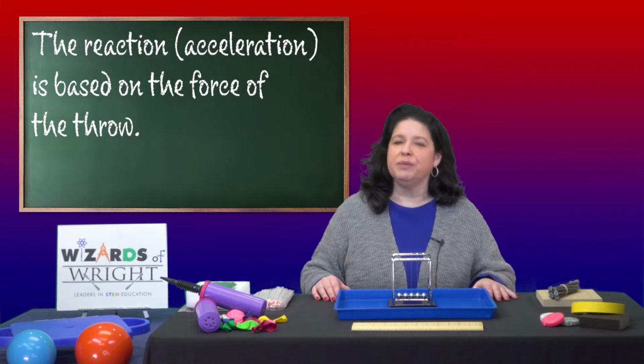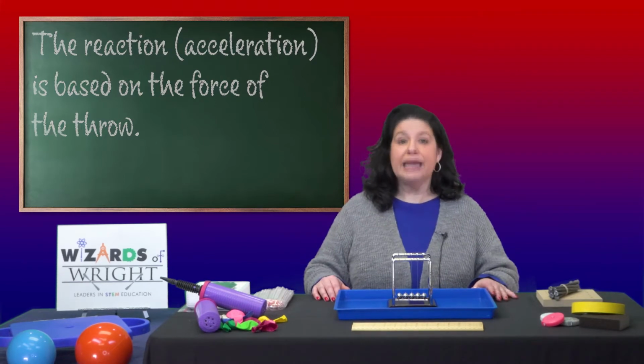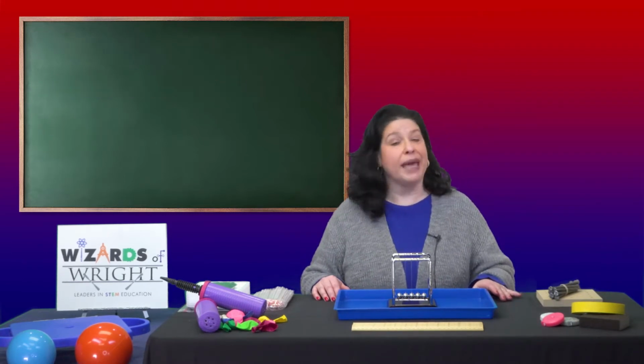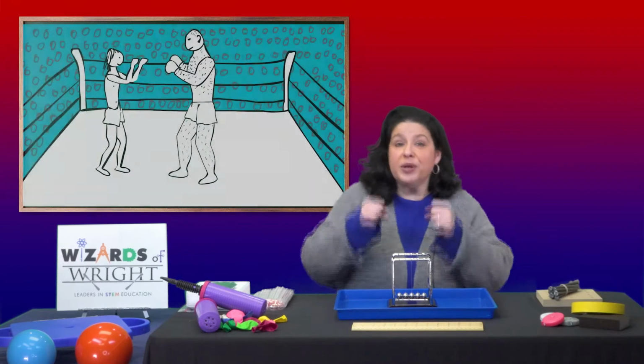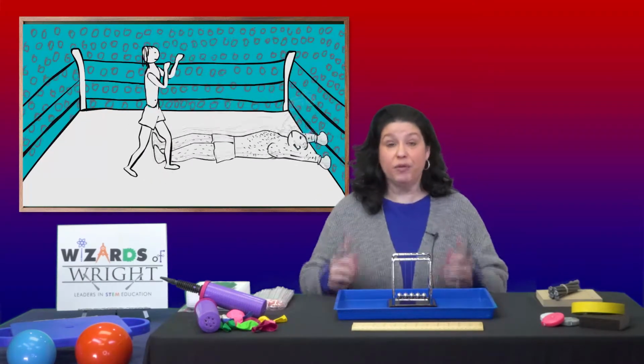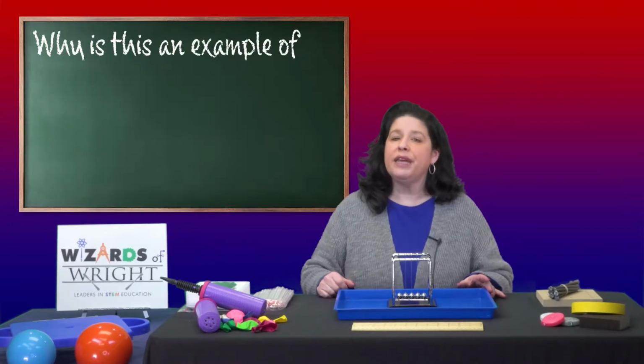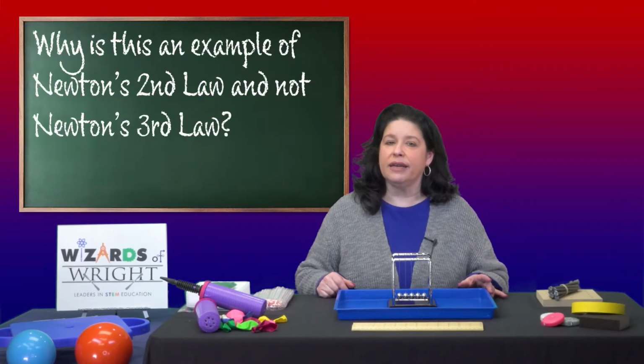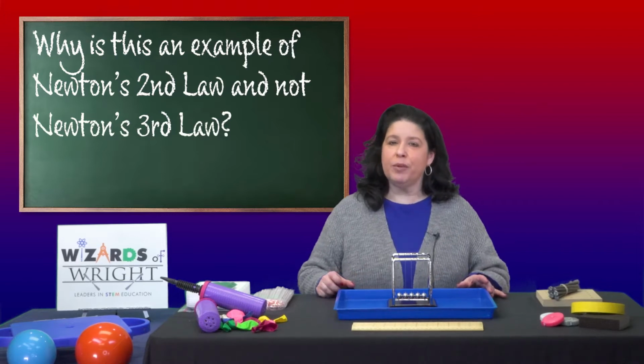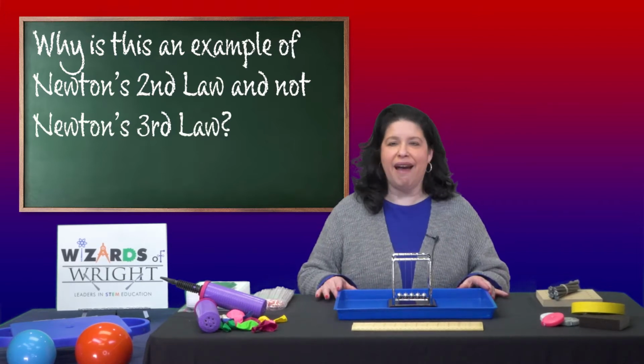Sometimes there's confusion between Newton's second and third law. Let me give you an example that might help make things clearer. When a boxer punches an opponent and the opponent flies backwards, there is an action and a reaction. I'm going to give you a minute to discuss this with your class. Why is this an example of Newton's second law and not his third?